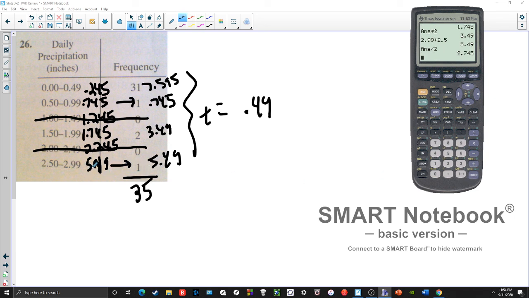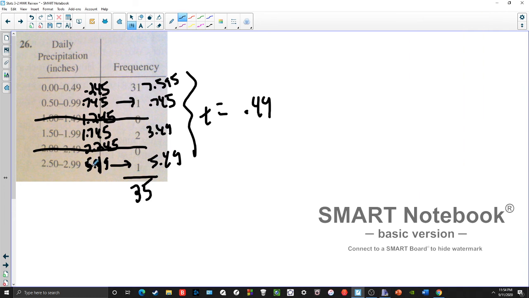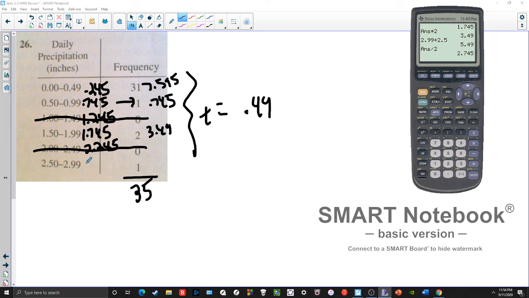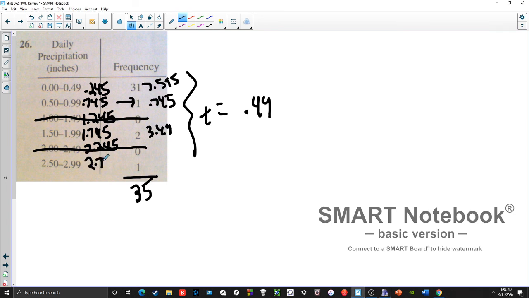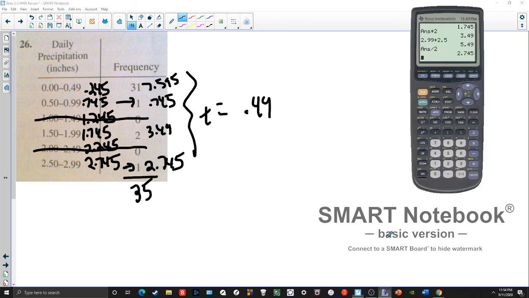2.745. Why did I put 5.949? That's weird. I should have caught myself there. That's a silly mistake on Mr. Paul's part. So that's probably why I have such a high number. So that should be 2.745. Some of you are probably screaming at me for that, so I apologize. Then, if we calculate this, this should give us a lot nicer of an answer.